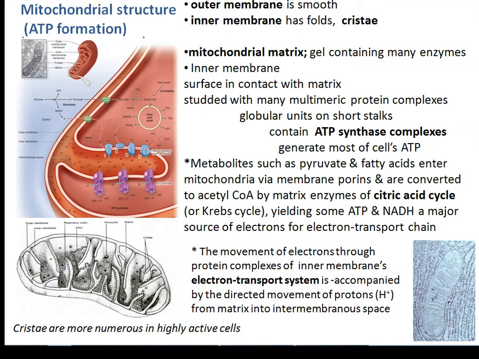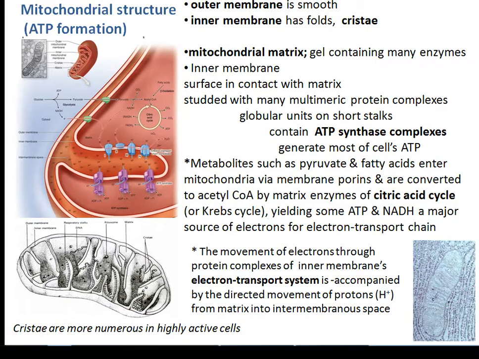And now we have to talk about the processes which are taking place in the mitochondria. Here in the mitochondrial inner membrane, I mentioned that there are specialized protein complexes which together are called the electron transport chain. Also here we have ATP synthase molecules. These are globular units on short stalks. They are needed for generation of ATP molecules.